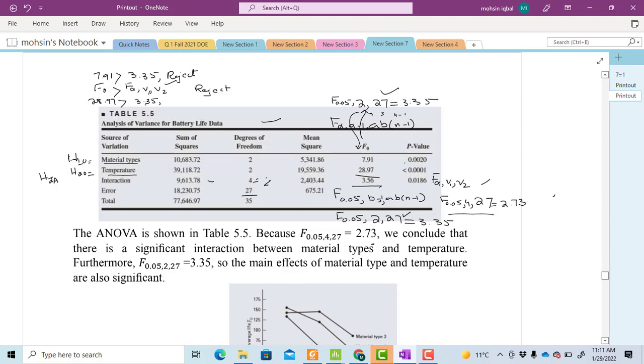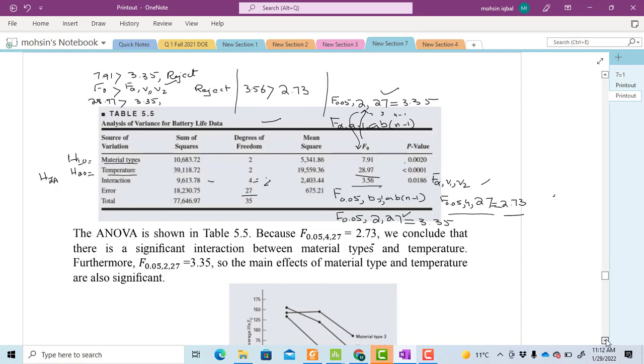And the third one we will use for the interaction terms. For the interaction term we have 3.56. So 3.56, that's the mean sum of square for the interaction, and it is greater than 2.73. We have taken this value from the table. So you will say that we reject the null hypothesis, and it is found that there is a significant interaction of material type and temperature on the battery life. So in this way we will compute and explain our ANOVA table.